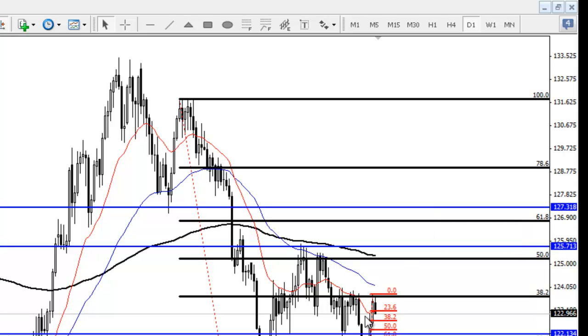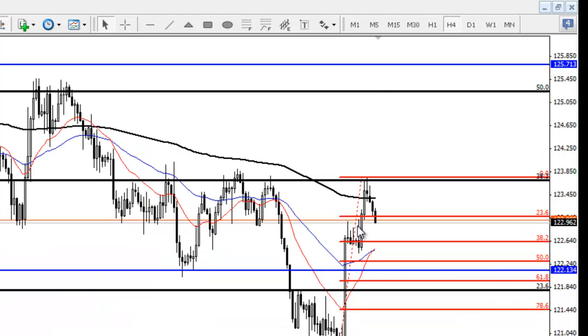But for today, possibly testing the 122.13 and the 61% area before we see a resumption in the uptrend.